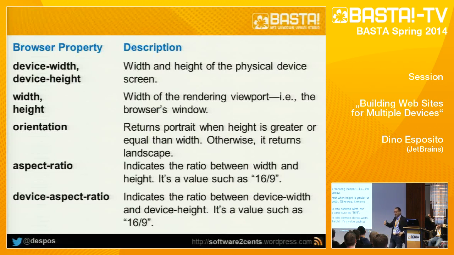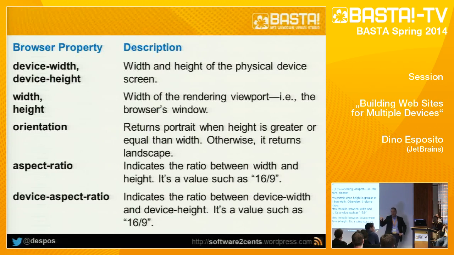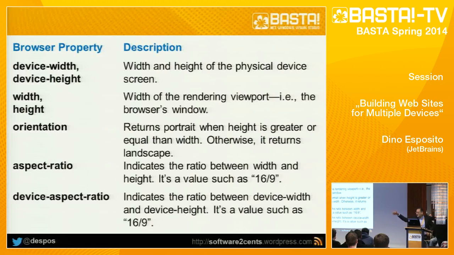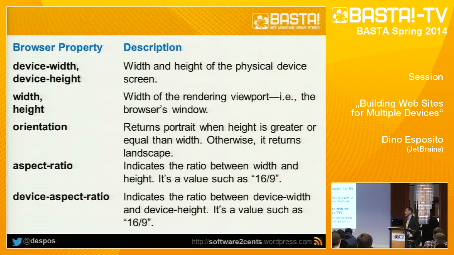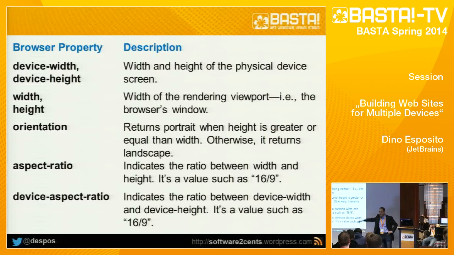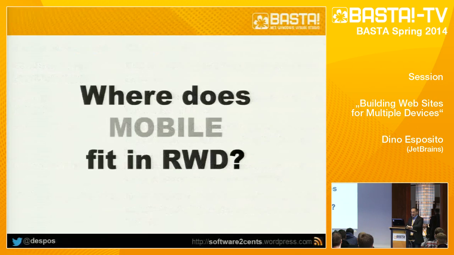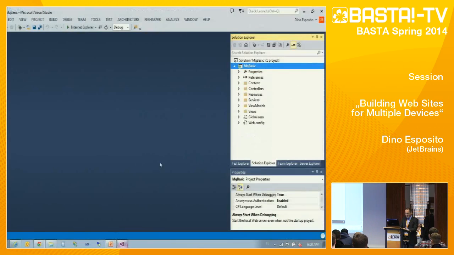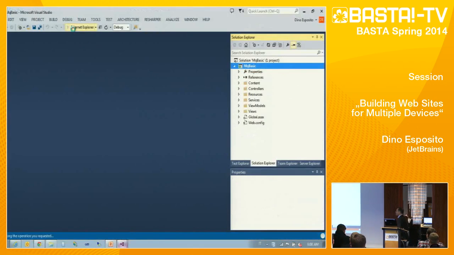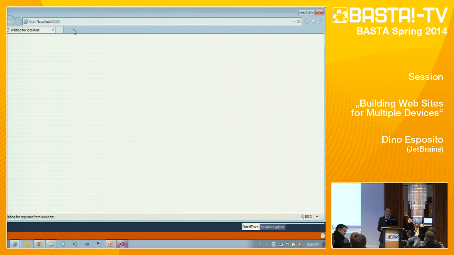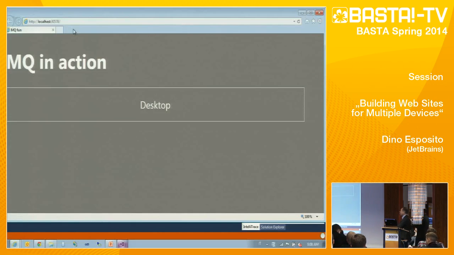Then aspect ratio and device aspect ratio just indicate strings like 16:9. But okay, I think that there are also other properties, but yeah, the fundamental properties for responsive web design are width and height, essentially, and maybe orientation. Okay, let me show you a live example of responsive web design. It's not really a complex example, but it's good enough to show you how it works and to try to point out some of the most significant drawbacks.